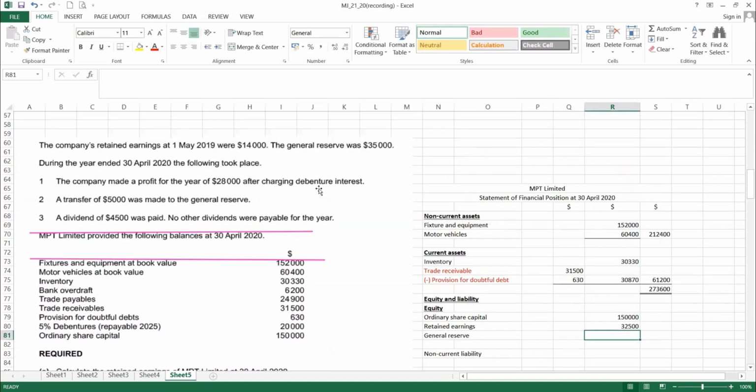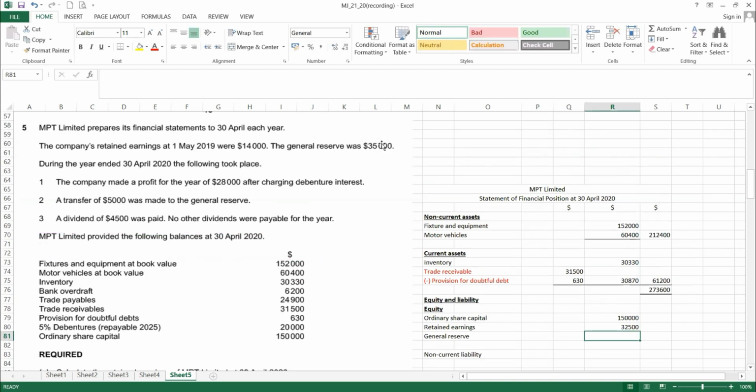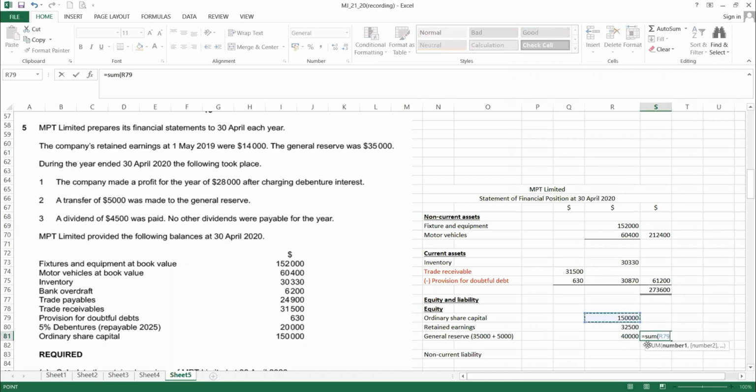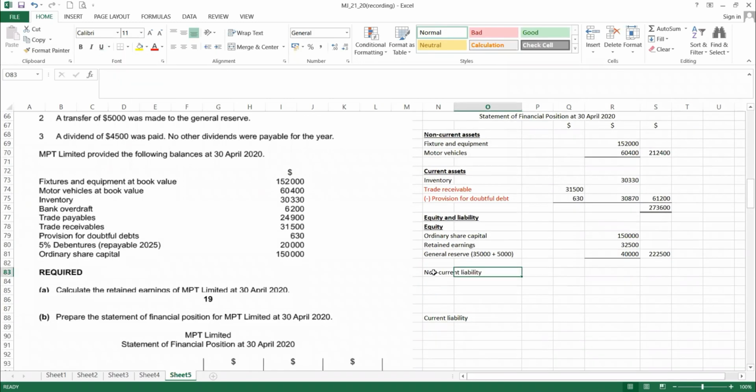General reserve at the beginning of the year, they had the balance 35,000. So this is the beginning of the year general reserve. And during the year, there is a transfer of 5,000. So basically this one is total 40,000. So you can show your working beside here: 35,000 plus 5,000. So total general reserve is 40,000. Try to show your working, how you get the number, beside your detail. Okay, now we have done the equity section. The next one, non-current liability.